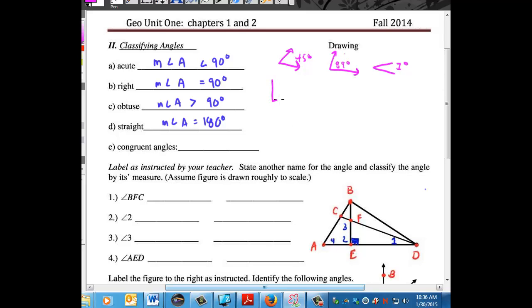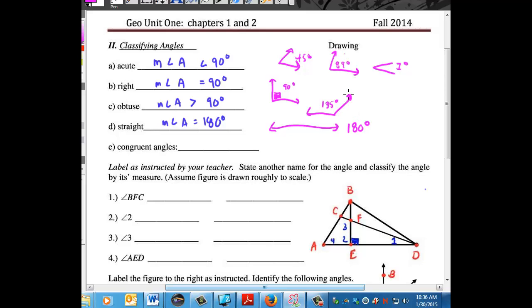A right angle will always have a 90-degree angle. It's also going to have a box, so we will see this box a lot. That means 90 degrees. An obtuse angle means we're going to open up our ray, so we're going to open the angle up, and it's going to be greater than 90 but less than 180. So let's say we have 135 degrees. And a straight angle is always going to equal 180 degrees. So there's my straight line, and we would say that we have 180 degrees.